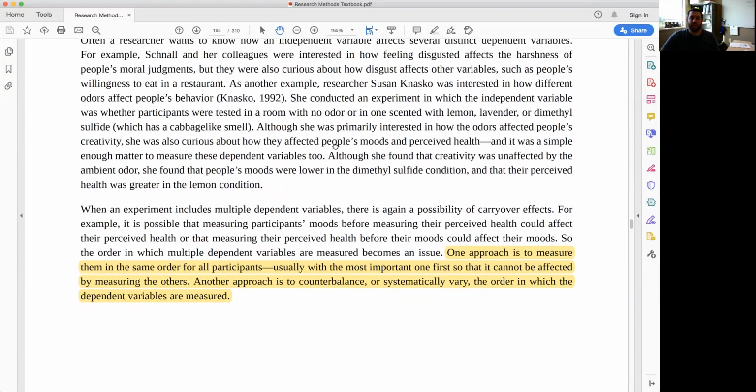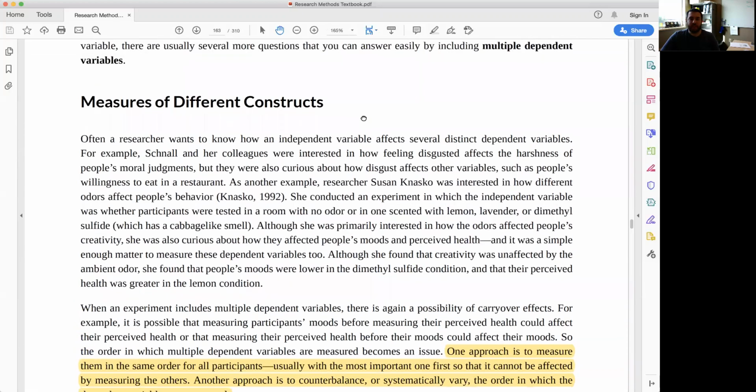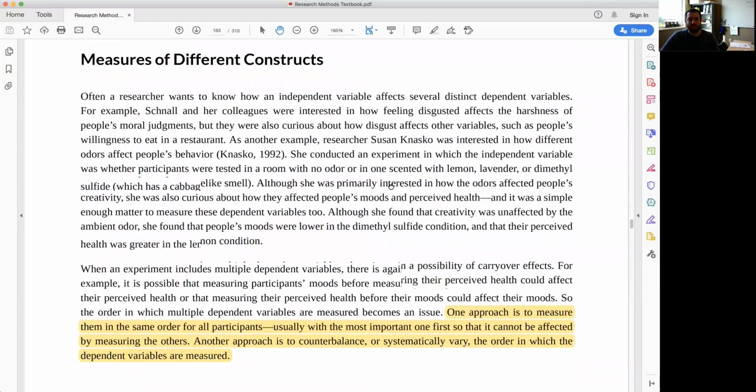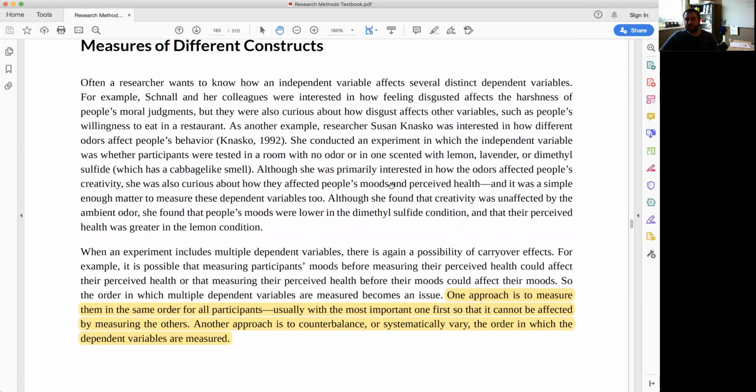So the first part of it is looking at multiple dependent variables. So again, dependent variables, it's what we're measuring. And most studies measure multiple dependent variables. So it's not a unique thing by any stretch of the imagination.